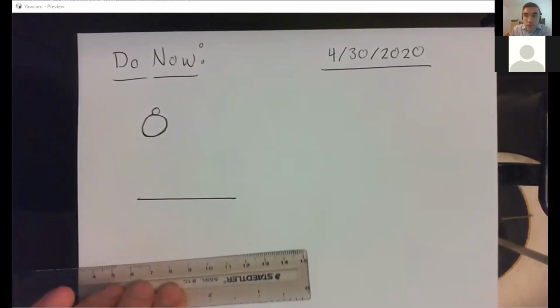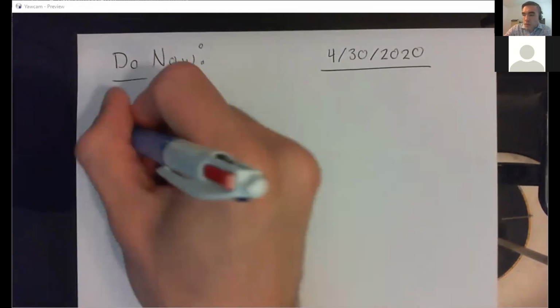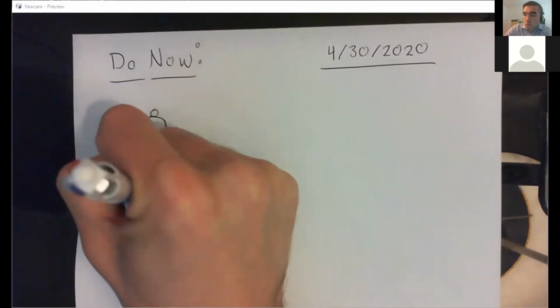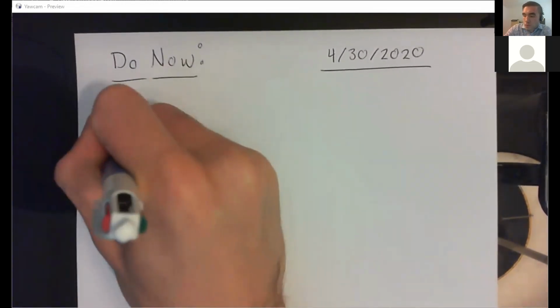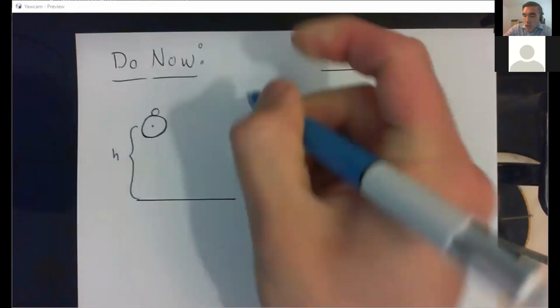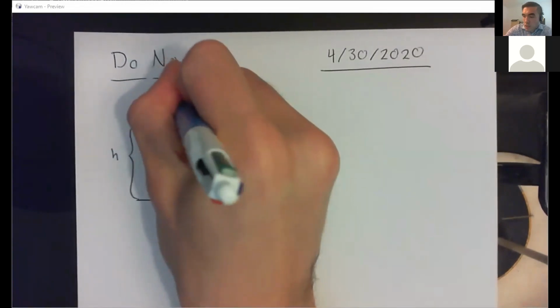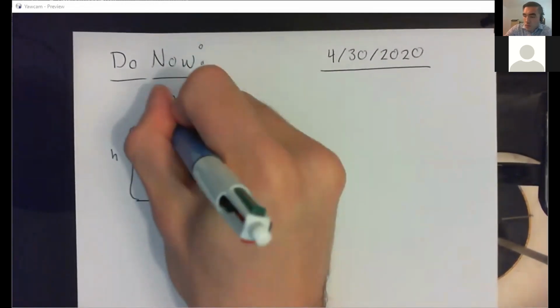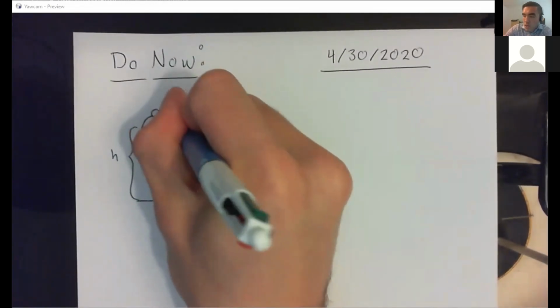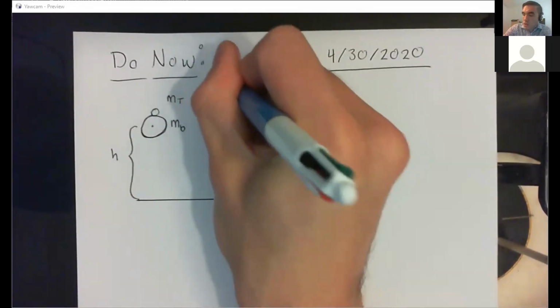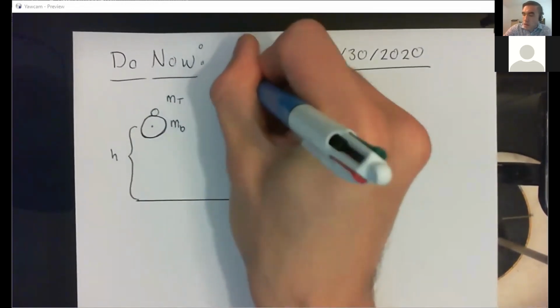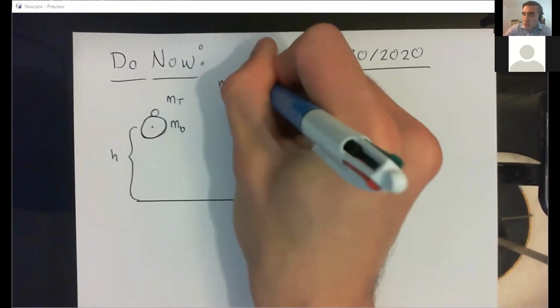Just so that we have the correct parameters here, I'm going to drop both of these from a height of h, where the mass of the tennis ball on top is m sub t, the mass of the basketball below is m sub b, and of course, the mass of the basketball is greater than the mass of the tennis ball.